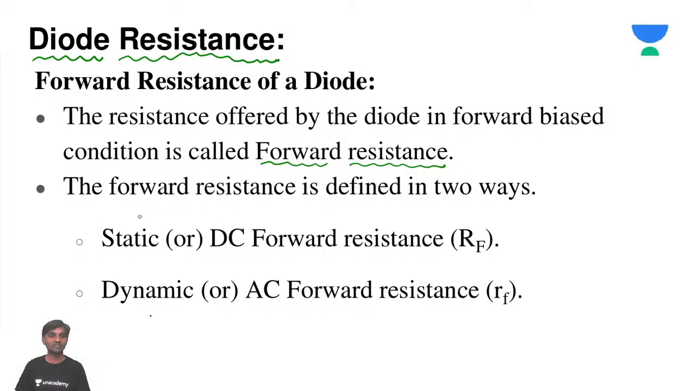But that forward resistance is of two kinds. One is called static, the other is called dynamic. Static forward resistance is represented with capital R suffix capital F, and it is also called DC forward resistance. Dynamic or AC forward resistance is called small r suffix small f.